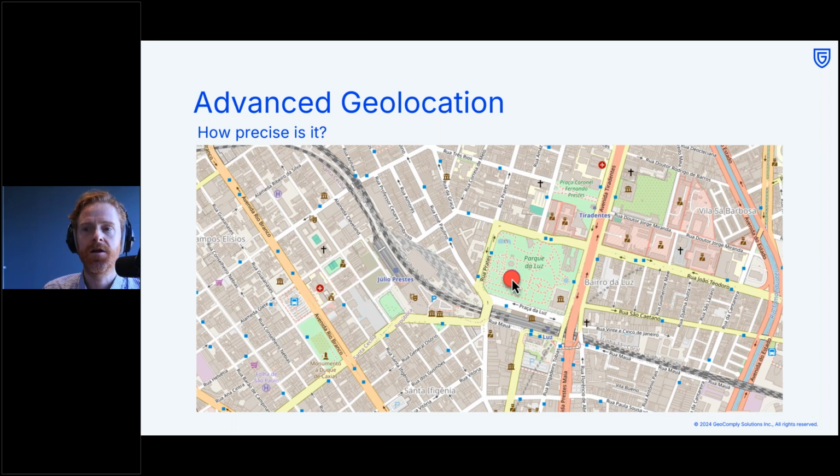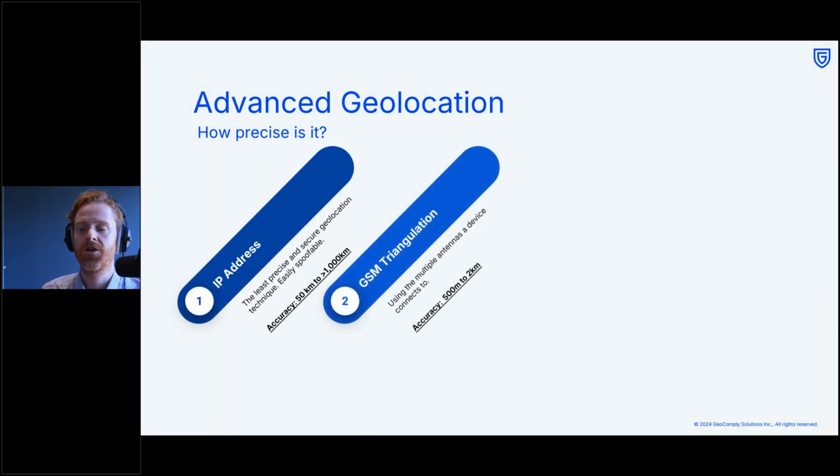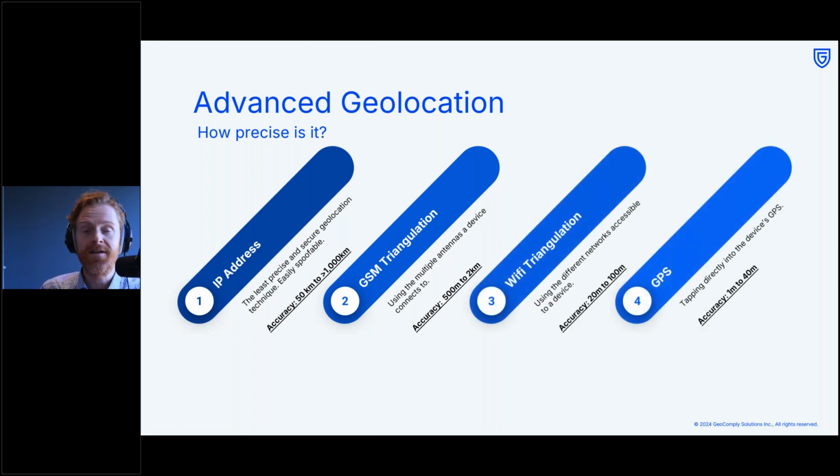That's why we tend to talk about advanced geolocation, which would include GSM triangulation as a first step, which basically is using all of the antennas around the device and triangulating exactly that device position. You can see now you're moving from 50 kilometers down to 500 meters to 2 kilometers. And you layer it with Wi-Fi triangulation. And that's not necessarily using the Wi-Fi network that you're connected to, but all the Wi-Fi networks that your device sees.